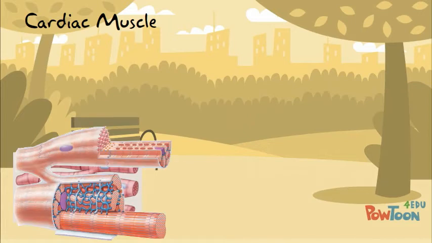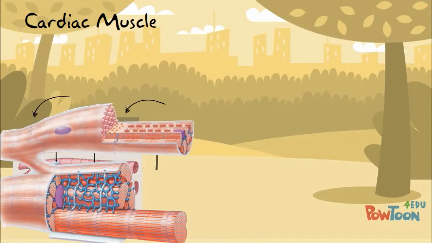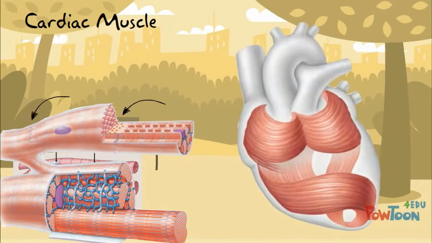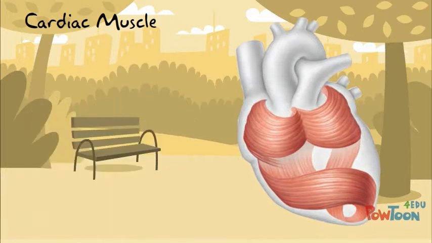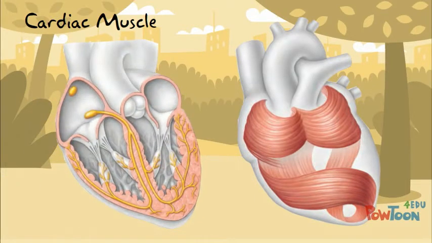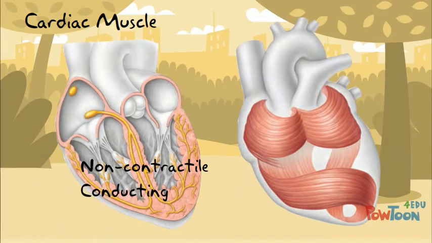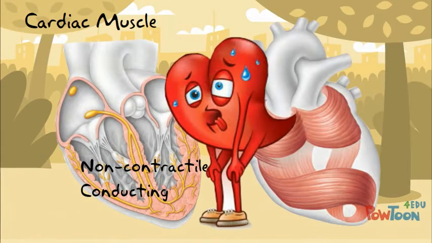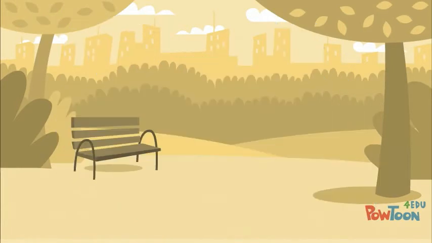The branched cells connect and talk to each other via gap junctions, which allows cells to pass on electrical signals to contract. Coupled with a highly structured network of non-contractile conducting muscle cells, this results in perfectly timed contractions which enables the heart to pump so effectively. And luckily for us, smooth muscle and cardiac muscle doesn't get tired like the muscles of our arms and legs.